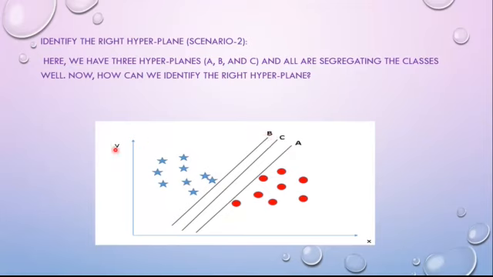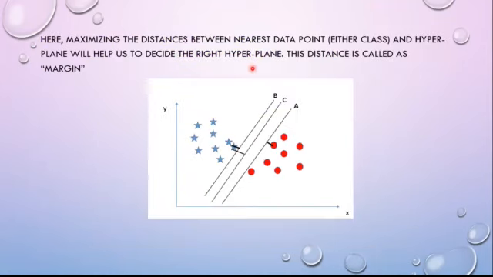How can we identify it? We can maximize the distance between the nearest data point and the hyperplane. This is a data point, and the nearest points and the hyperplane will help us decide the right hyperplane. This distance is called the margin. We have data points like this, and we can carry out and find the hyperplane like this.